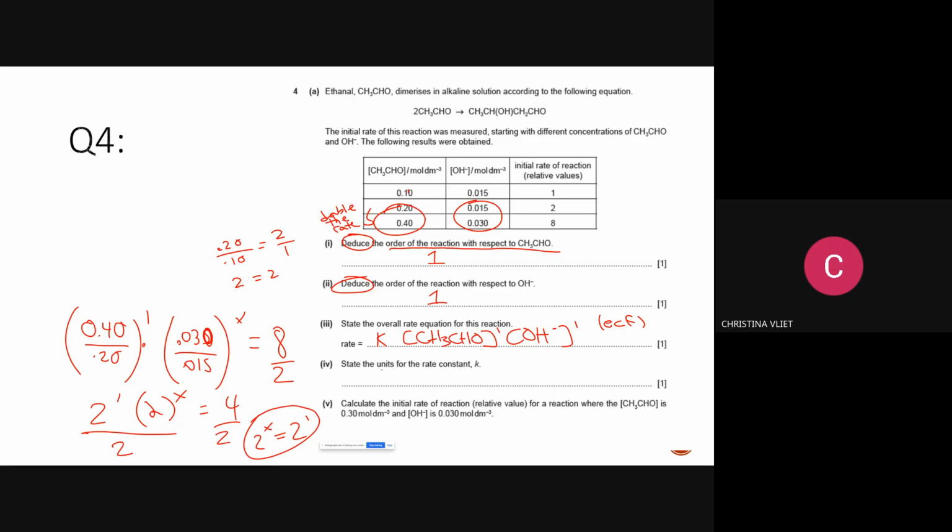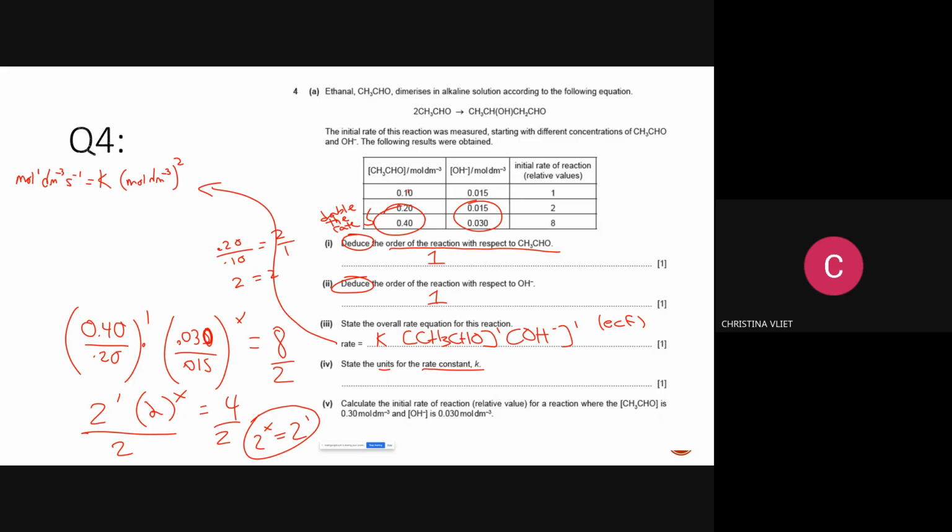State the units for the rate constant K. So state the units. Do you remember that? Yes. Yeah, I think isn't it like mole 2 dm minus 9? Not quite. So remember to do that, you would be incorporating this method, which is you would say mole dm minus 3 s minus 1 equals K mole dm minus 3 to the second. Why to the second? Because the overall order is 2.